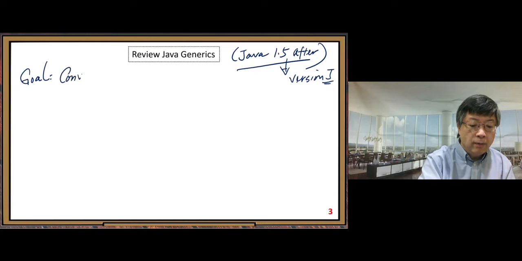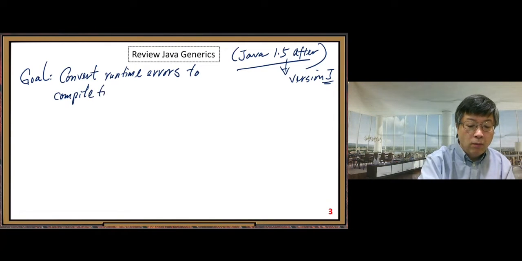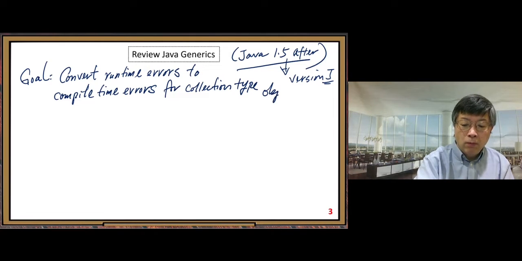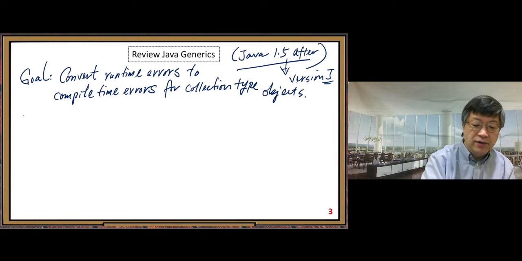The goal, the idea, is to convert runtime errors to compile time errors for collection type objects. What's that? Let me explain.